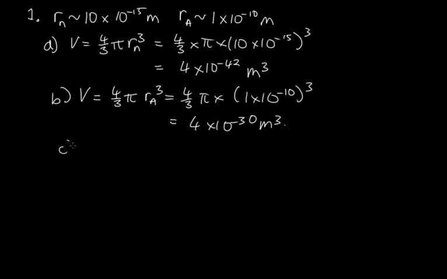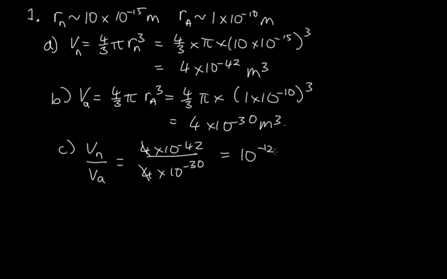And so part C then asks what fraction of the atomic volume is filled by the nucleus. So this is the volume of the nucleus, this is the volume of the atom. So what we will have is the volume of the nucleus over the volume of the atom, which is equal to 4 times 10 to the minus 42 over 4 times 10 to the minus 30. These 4's will cancel out and we'll end up with 10 to the minus 12 is the fraction of the atom which is filled by the nucleus. So a tiny part. So we can either leave our answer as 10 to the minus 12, or if you want to give it as a percentage, then you divide it by 100. So it would be 10 to the minus 14%.